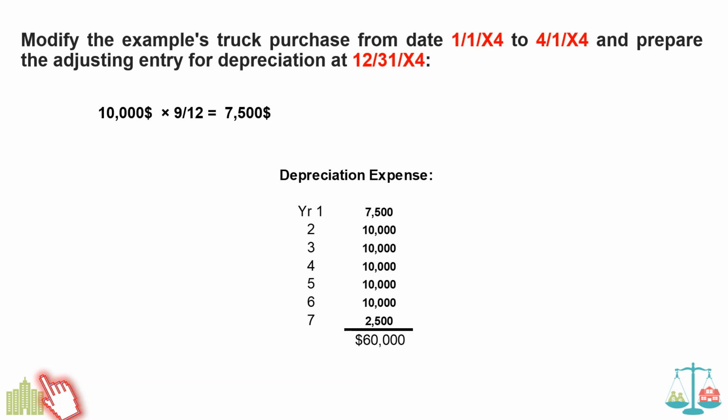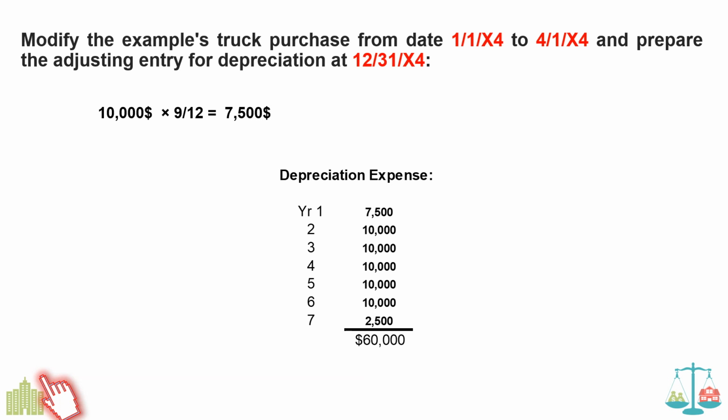But notice here that it is a partial year. I mean, the first year, since we didn't buy it on January 1st, instead we bought it on April 1st, and we're going to prepare financial statements at the end of that calendar year, 12/31 X4, how much depreciation should we reflect in that partial first year? Annual straight-line depreciation equals $10,000 per year.